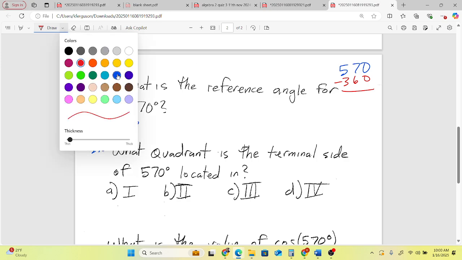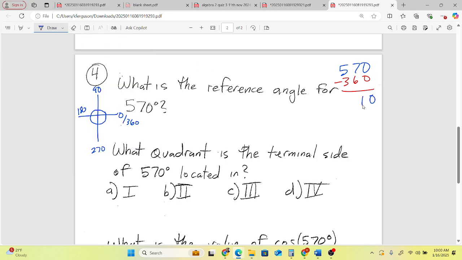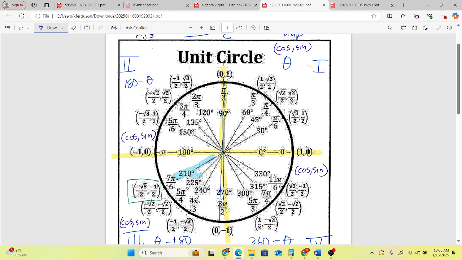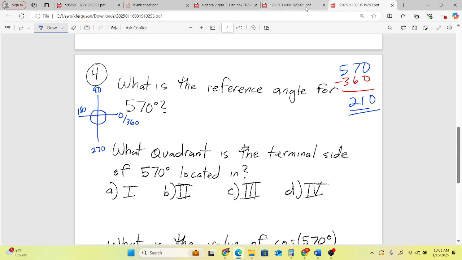So if I subtract 360 from there, I get 210. 210 is lower than 360. 210 puts me back on my chart. See, 570 was not on my chart, but 210 is. So 210 was actually the problem that we worked with before. That puts me right back here, and I want to know the reference angle for 210. So how do we figure that out? That's in the third quadrant, so it's 210 minus 180, that's 30 degrees.